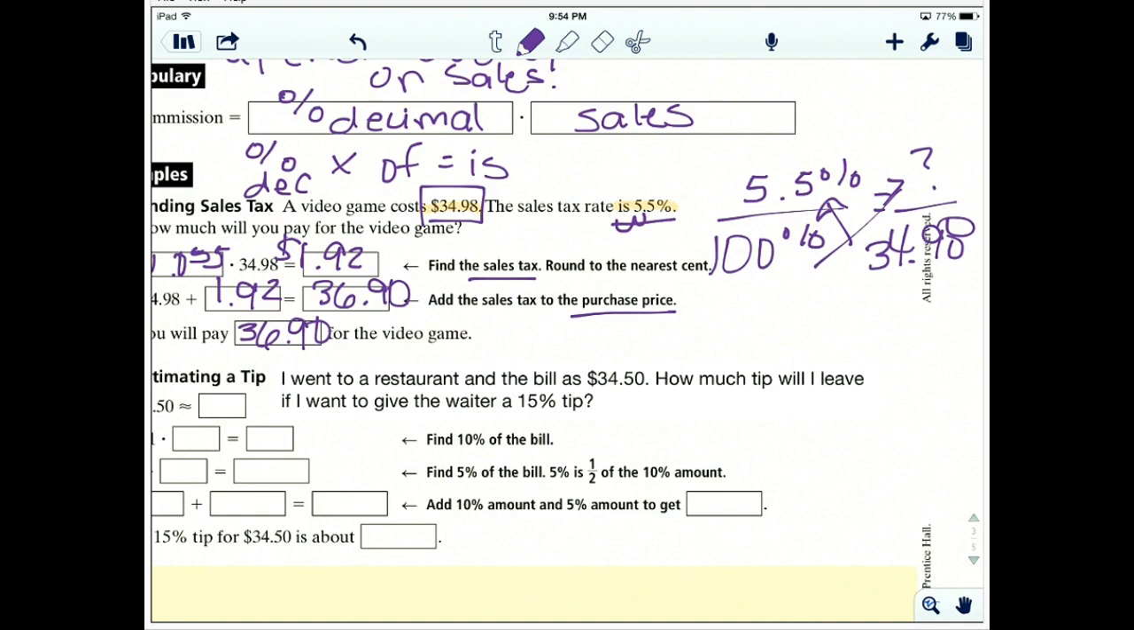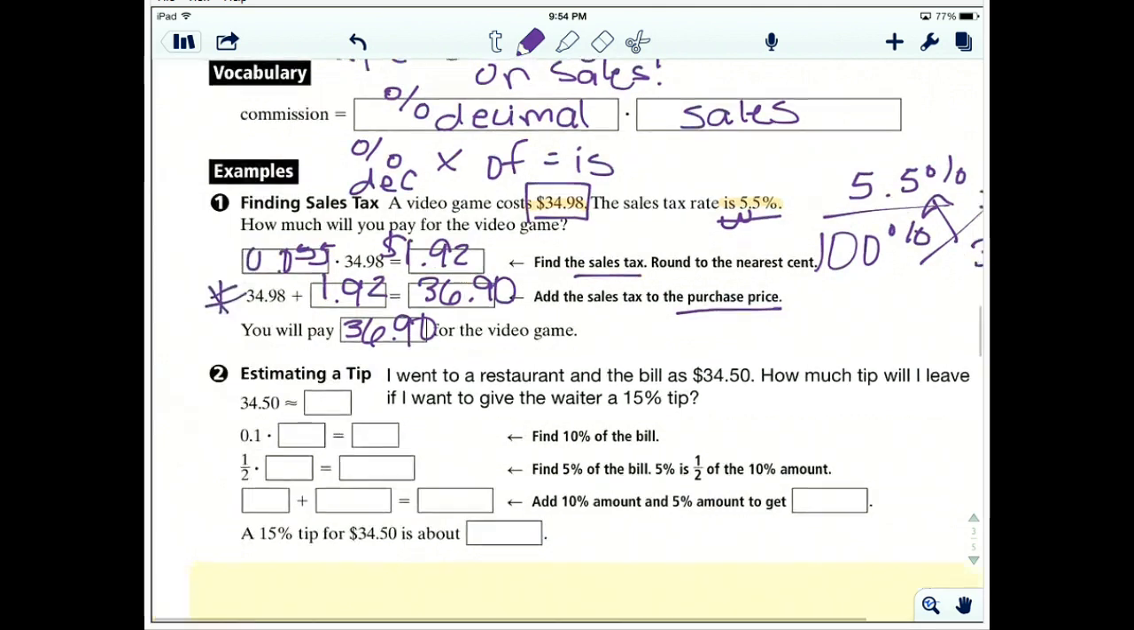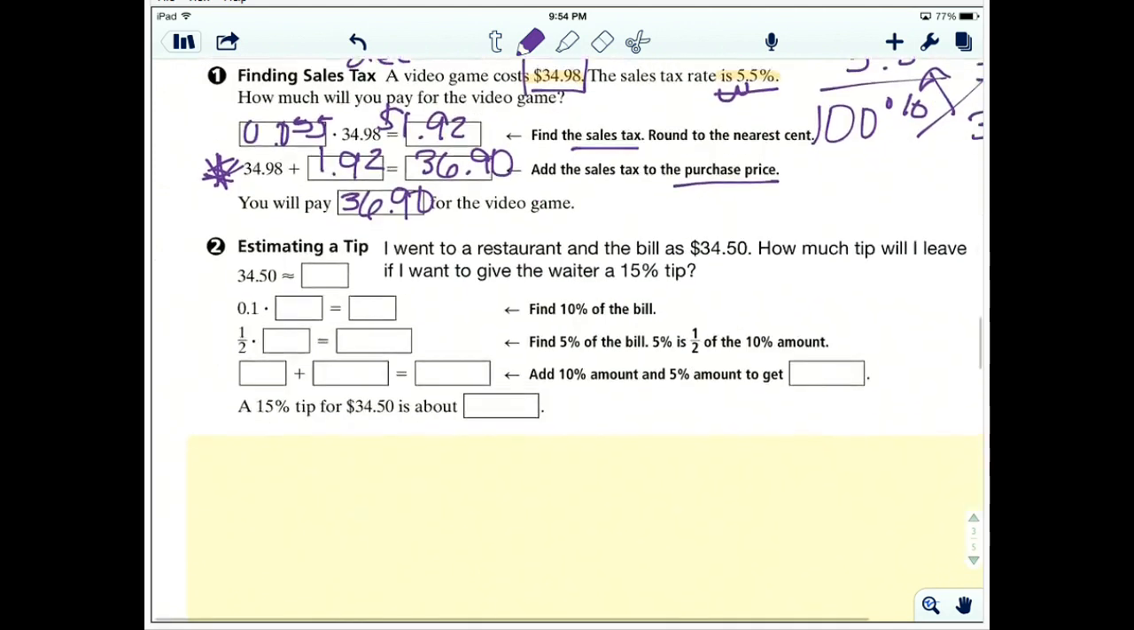Now, just because I did it with proportions doesn't mean that I get rid of this step. We will always have this step. Once we know the sales tax, we need to add it so that we can find the total amount. Let's go ahead and look at the next one.